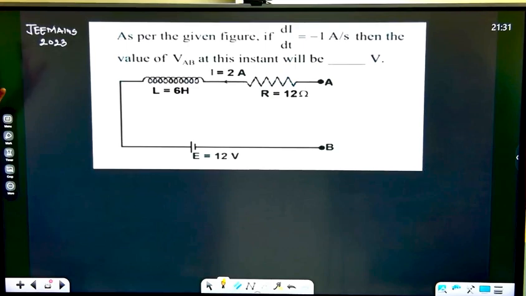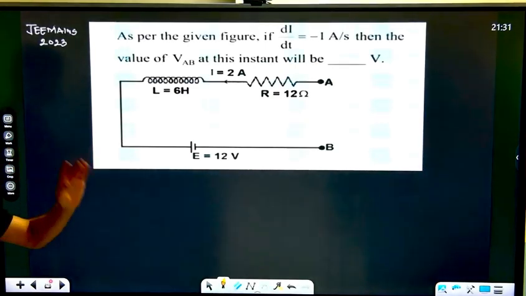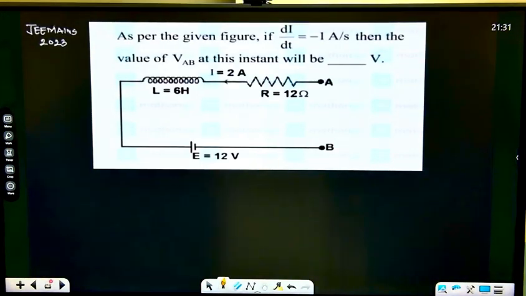This is JEE Mains 2023. Oh my god. So this is too easy, sir. Give me another one.